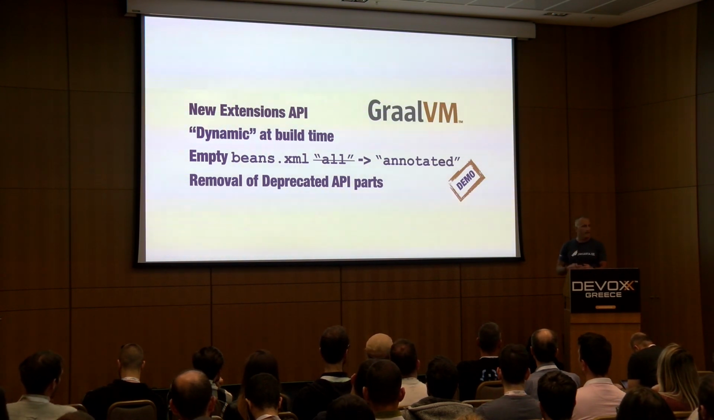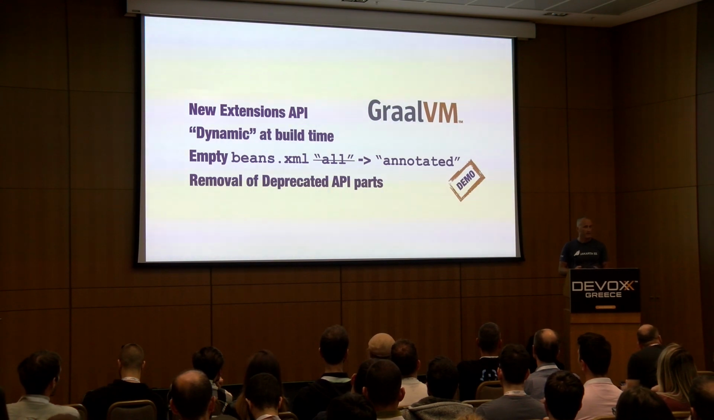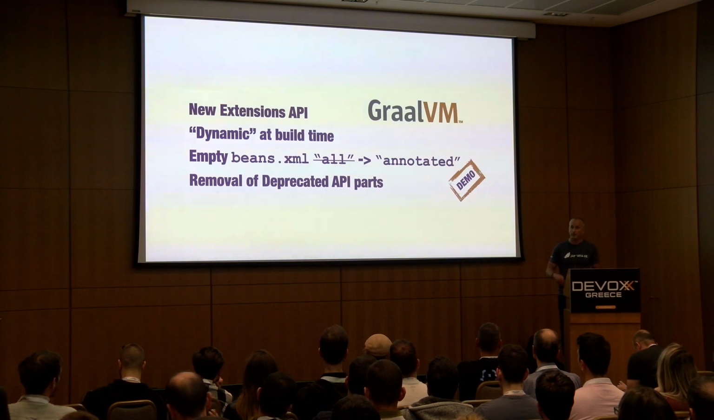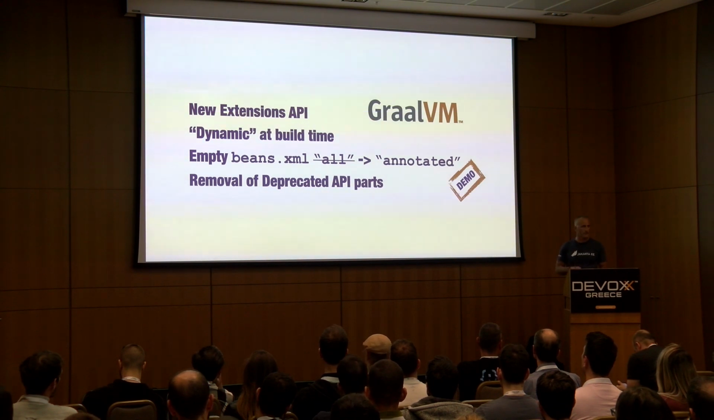So they created a brand new extensions API called build compatible extensions, with which you can create CDI extensions that will be resolved at build time, thus enabling everything to be done at build time, so we can use GraalVM to create native images. So Jakarta EE supports GraalVM if you're using CDI Lite underneath.